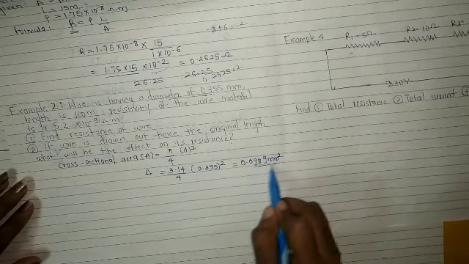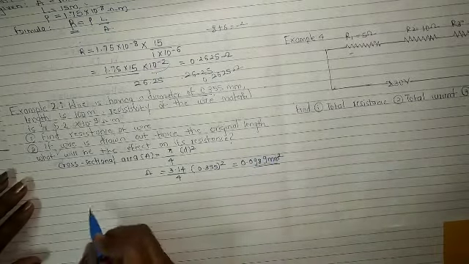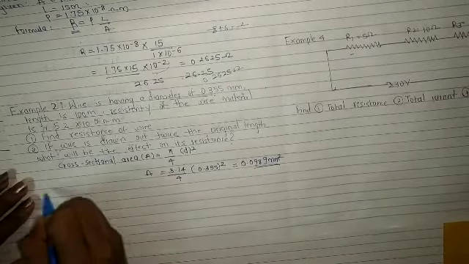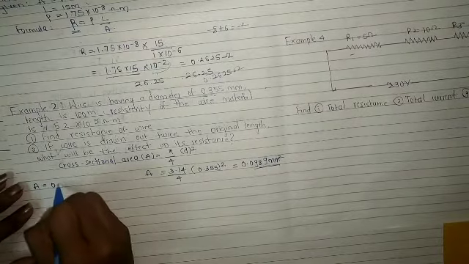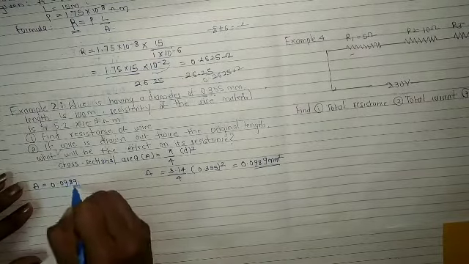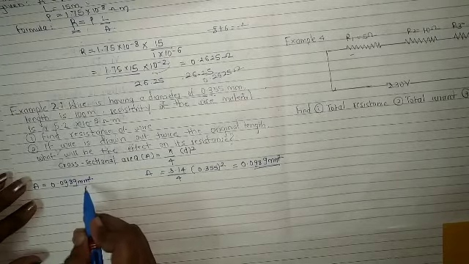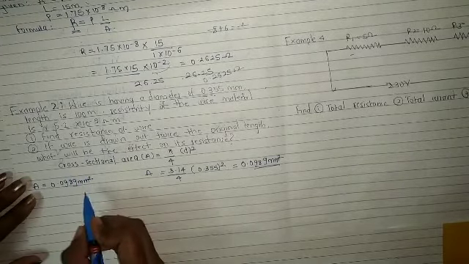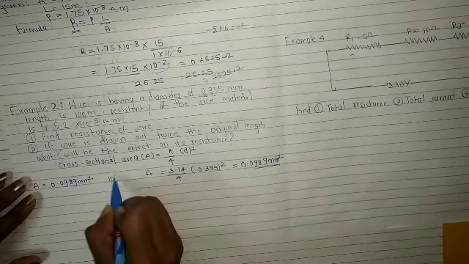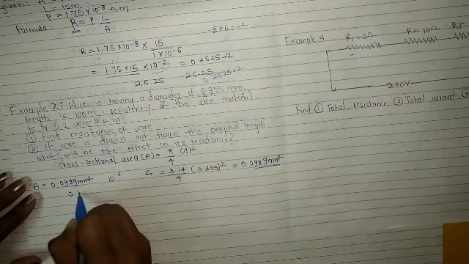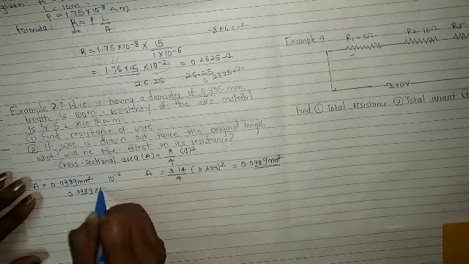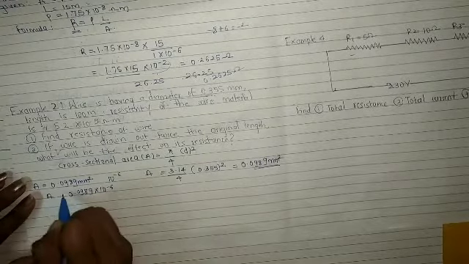So our area is in square millimeter. We have to convert this, similar to the above example what we did. So area is equal to 0.0989 mm square. Now we have to convert it into square meter. So what we have to do, we just multiply it by 10 raised to minus 6. So 0.0989 into 10 raised to minus 6 will be our area.